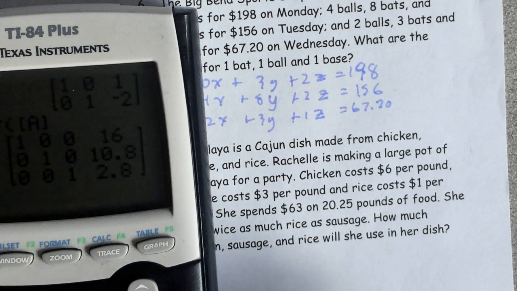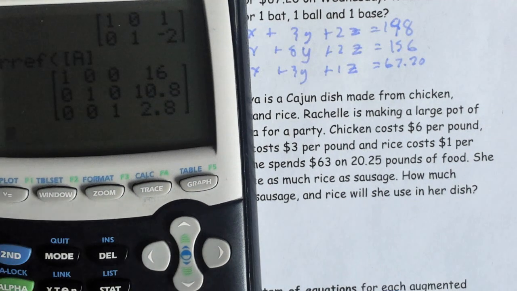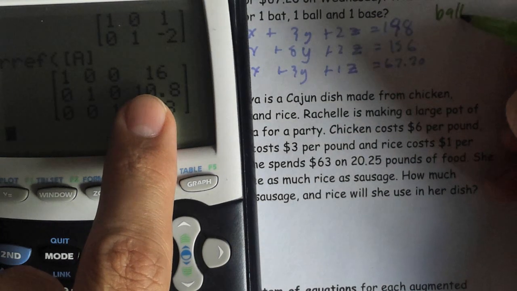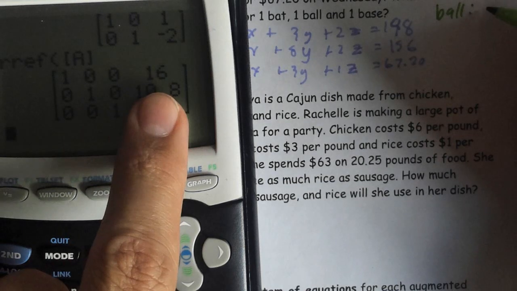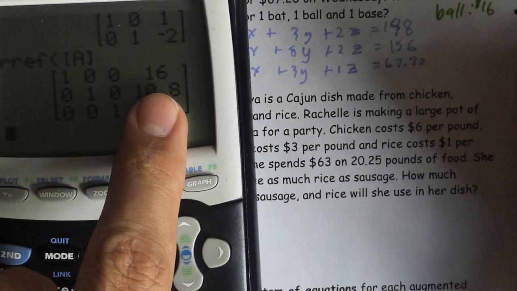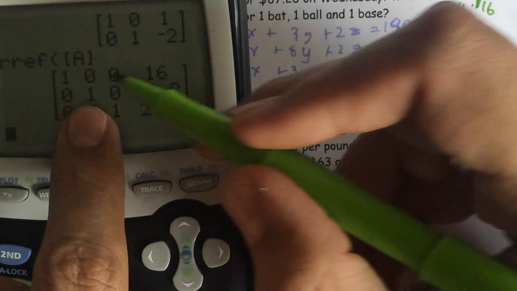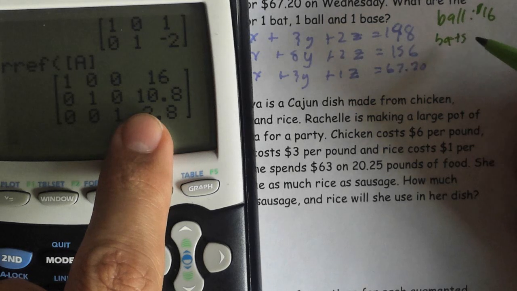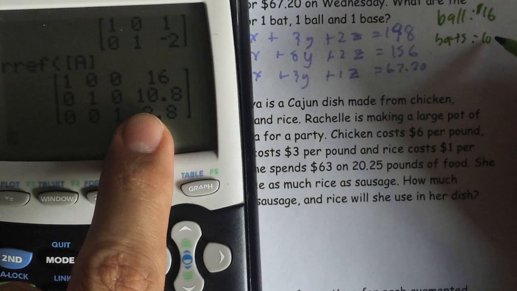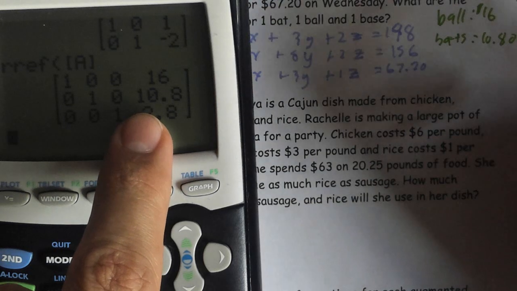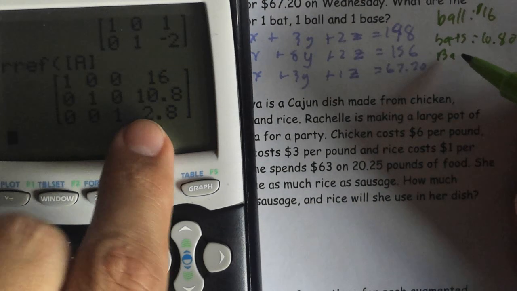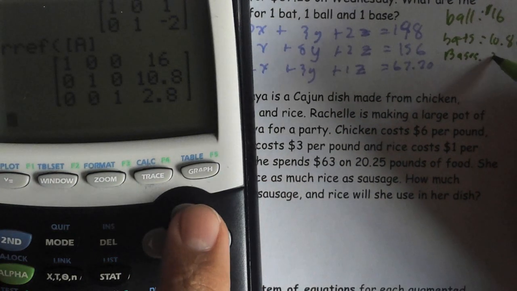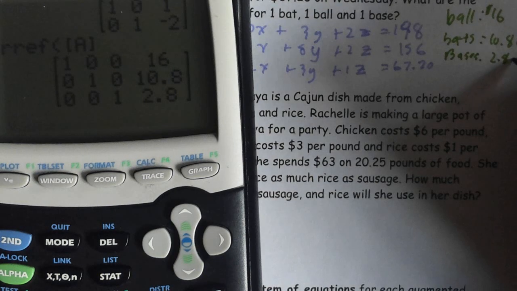Well, make sure I can see all this. Okay. This is my X. That means my balls cost $16. It's a very expensive baseball. Then my bats, which is my Y, which is the second column, cost $10.80. And the last one, my bases cost $2.80.